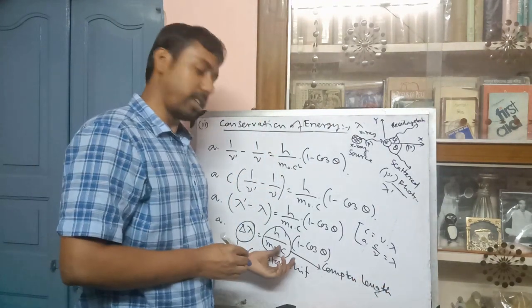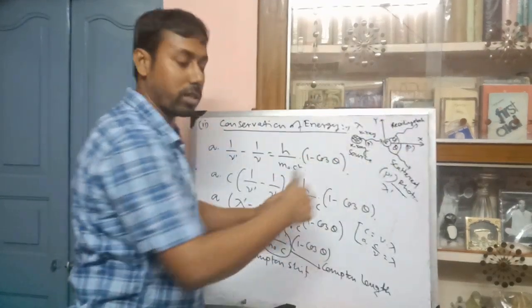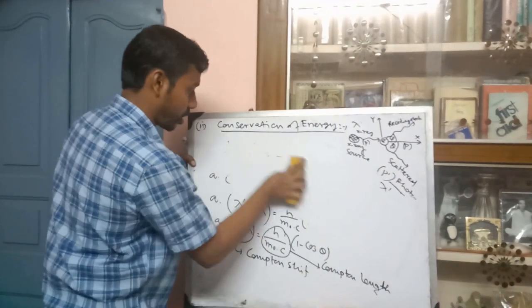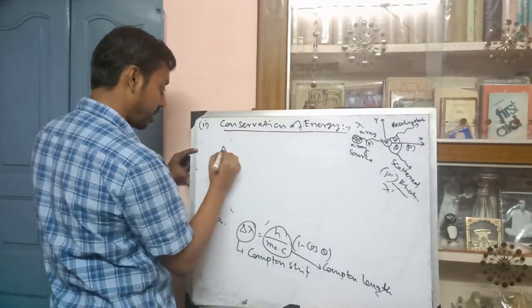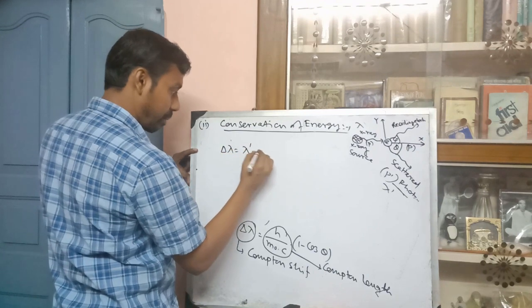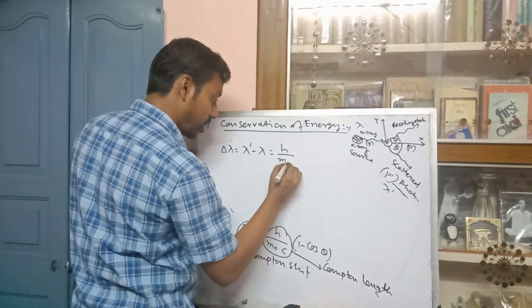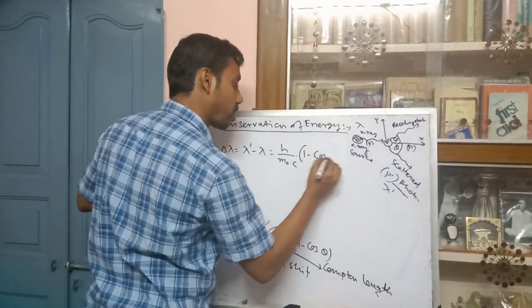So using this equation, Compton is able to explain all these phenomena. It fits this phenomenon. That is, we finally got this equation: delta lambda, which is equal to lambda dash minus lambda, is equal to h by m0 into c, the Compton length, multiplied by 1 minus cos theta.